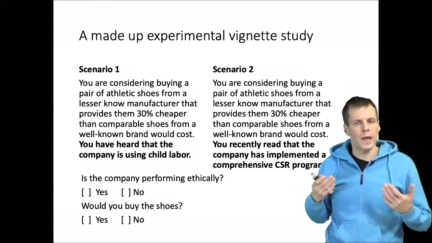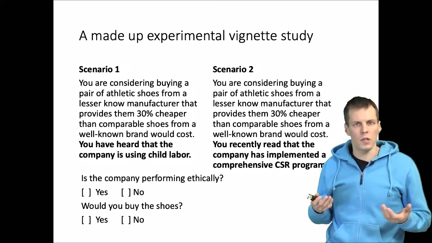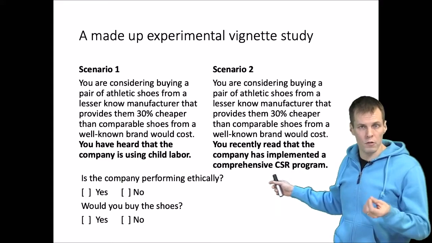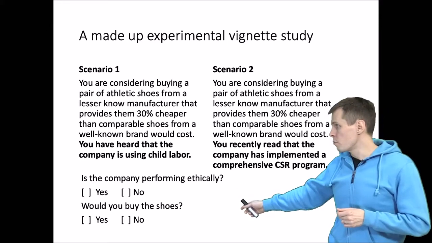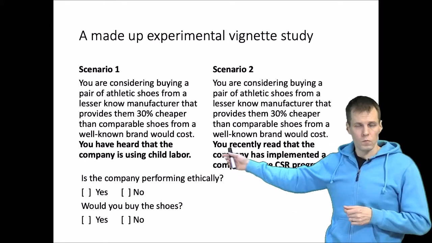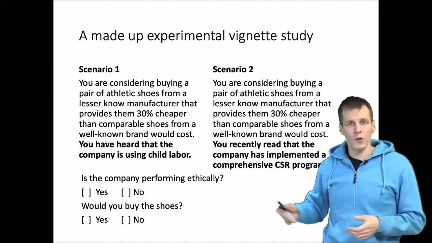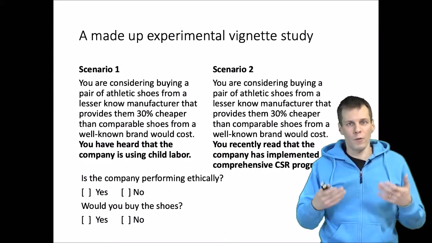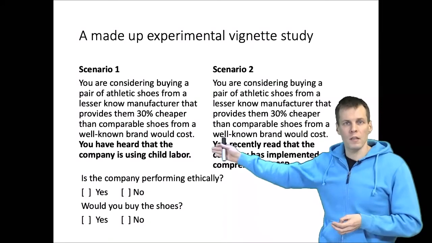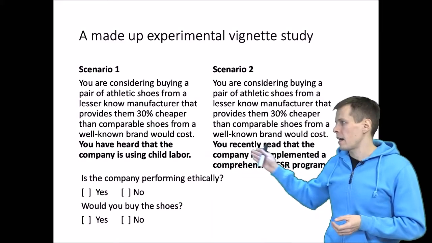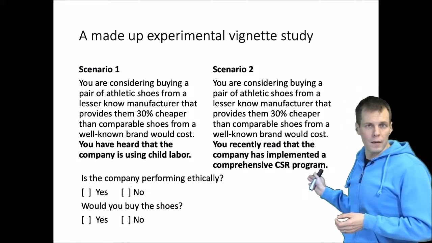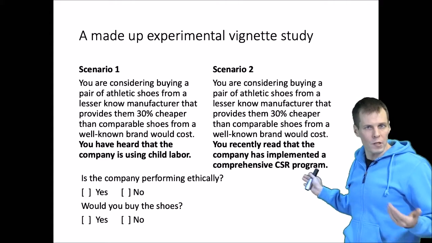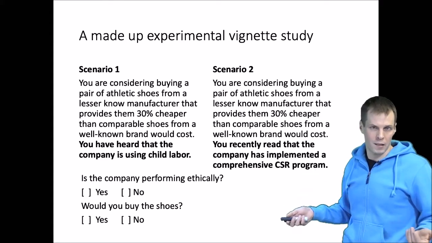And then we ask, based on these two scenarios, two things. Is the company performing ethically? That is our manipulation check. And would you buy the shoes? So we have shoes that are less expensive than major brand shoes, and you really want to have the shoes. You hear that this company uses child labor, and you hear that this company is behaving very ethically. They have a corporate social responsibility program that they just announced.